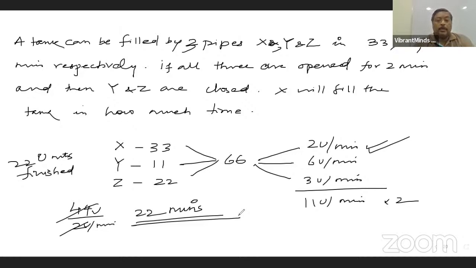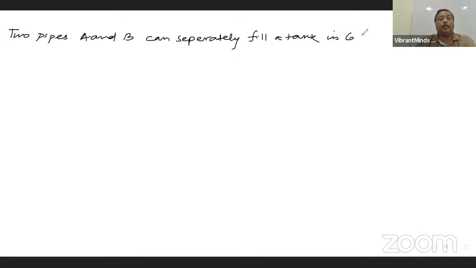Now I hope you have got enough questions with you. Let's take a few questions. One of the last questions which I will be dealing with. Let's write the question. The question is quite big. Two pipes, A and B, can separately fill a tank in 60 and 75 minutes.